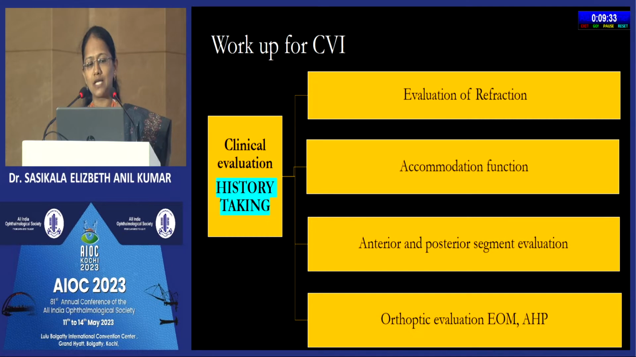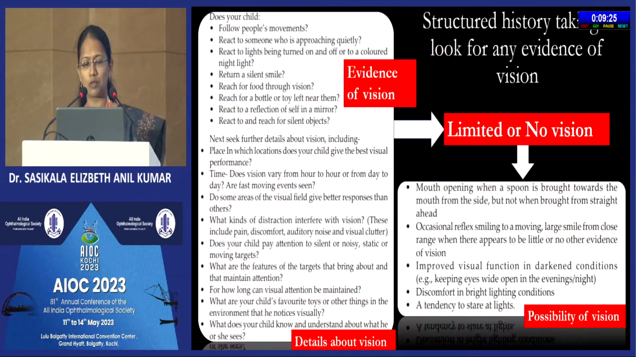The workup starts with a detailed history, followed by refraction, a proper examination of the accommodation of the child, anterior and posterior segment evaluation, and the orthoptic evaluation. In the history, you ask a series of questions to trigger evidence of vision. If there is evidence of vision, you ask further questions to know more about the details. If the answers are negative, that there is no or limited vision, question the parents further about any possibility of vision, such as the child moving the mouth towards the side of the spoon when it is brought, occasional reflex smiling, or a tendency of light staring.